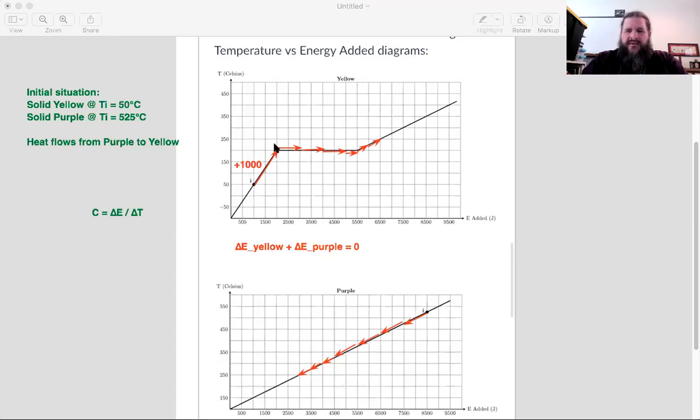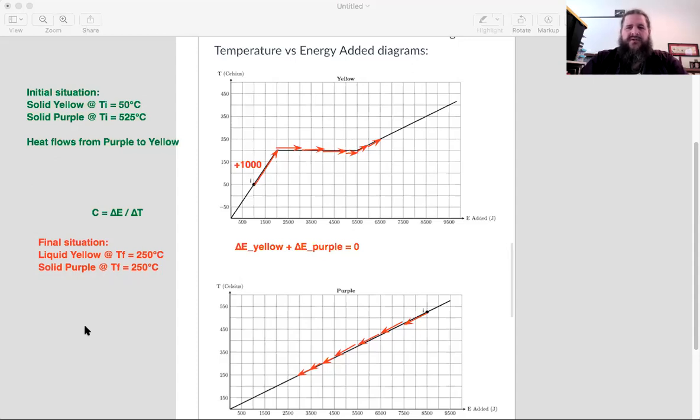And I think for the answer, I would just write down the final temperature and final phase of each substance. So I would say the final situation is we have all liquid yellow at T final equals 250 degrees Celsius. And purple, of course, is still solid because it didn't go through any phase changes. And also a final temperature of 250 degrees Celsius. So that's how I would describe the final situation.